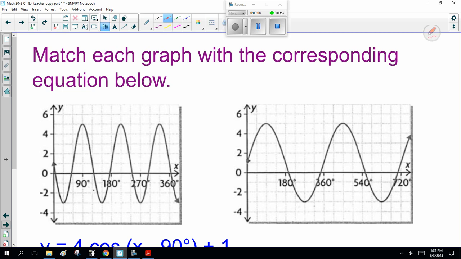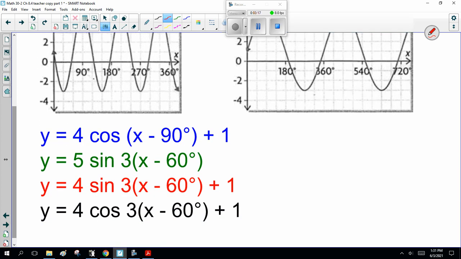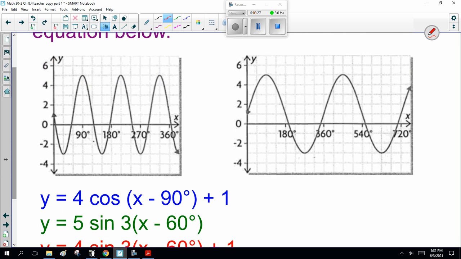So here. Match each graph with the corresponding equation below. We have cos or sine, and remember the only real difference between cos and sine is where we start. So let's look. What do all the sine and cosine graphs have in common? A equals, B equals, and D equals. So let's look at these graphs.